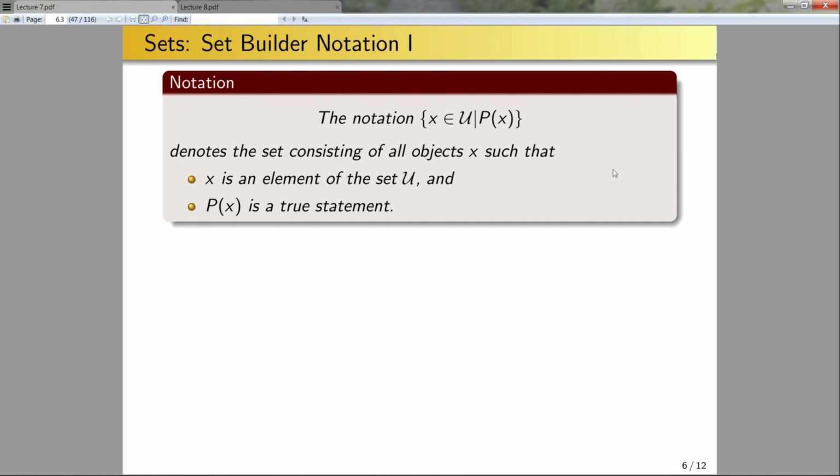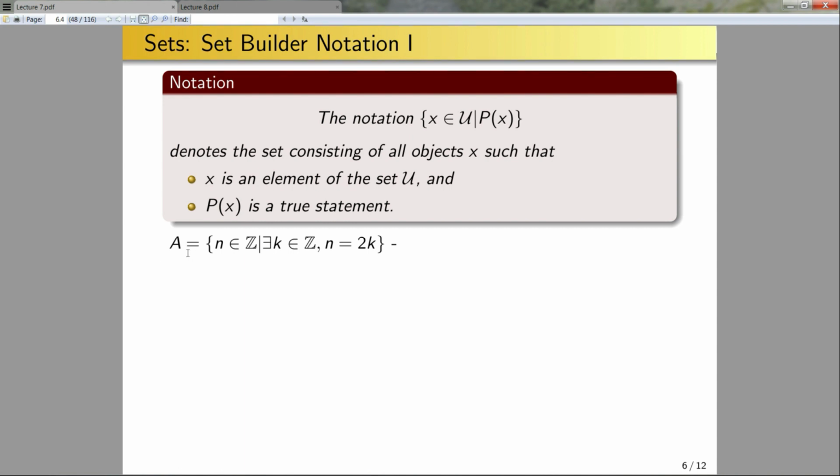So here you can read this out in words, saying that this is the collection of all elements x in U such that p of x is true. This notation allows me to build new sets given some previously defined set and some proposition. So let's go through an example.